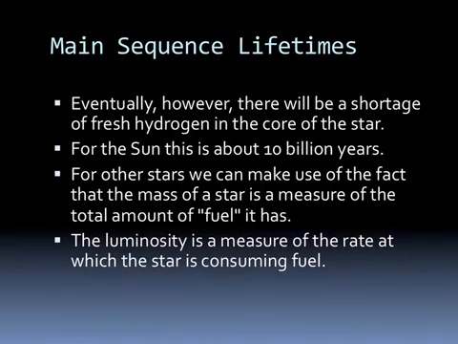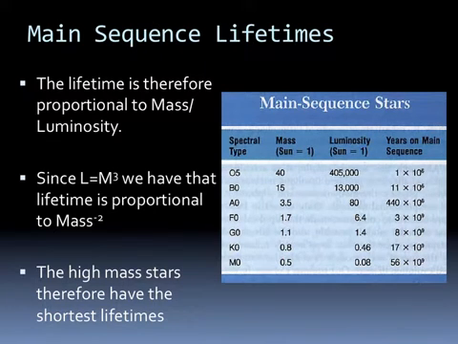For other stars, we can make use of the fact that the mass of a star is a measure of the total amount of fuel it has, and luminosity is a measure of the rate at which the star is consuming fuel. If we consider both these things, then we see that the lifetime of a star is proportional to its mass divided by its luminosity. And since we know luminosity is equal to mass cubed, the lifetime of a star is proportional to 1 over the mass squared. The high-mass stars therefore have the shortest lifetimes.